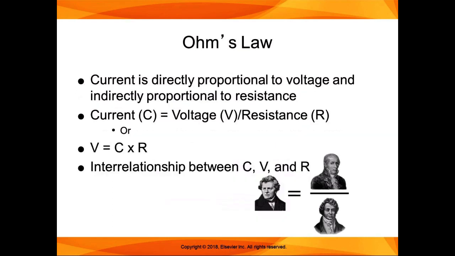So Ohm's law is that current is directly proportional to voltage. So more voltage, more current. That goes with that water spigot. It's inversely proportional to resistance, so more resistance, less current. And so the equation, which I'm not going to expect you to write out or anything, is current equals voltage over resistance, or voltage equals current times resistance. I just want you to know their relationship: current is directly proportional to voltage and inversely proportional to resistance.